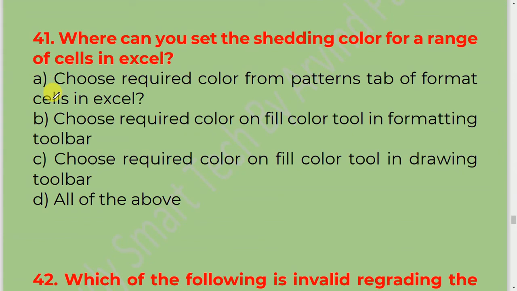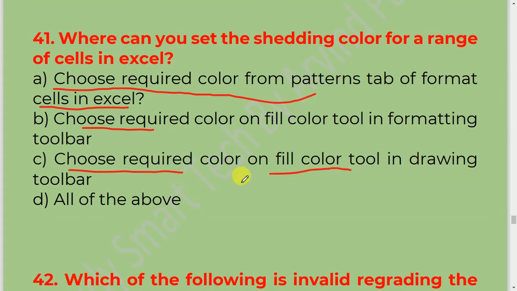Question number 41. Where can you set the shading color for a range of cells in Excel? Option A, choose the required color from the patterns tab in format cells in Excel; B, choose the required color on the fill color tool in the formatting toolbar; C, choose the required color on the fill color tool in the drawing toolbar; option D, all of the above. And the correct option is option D, all of the above.